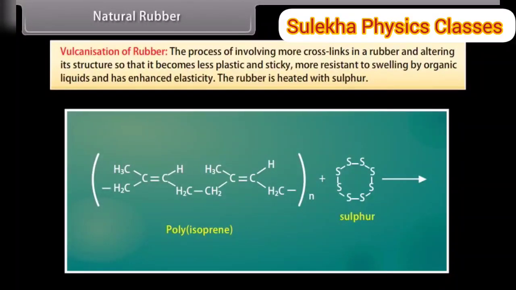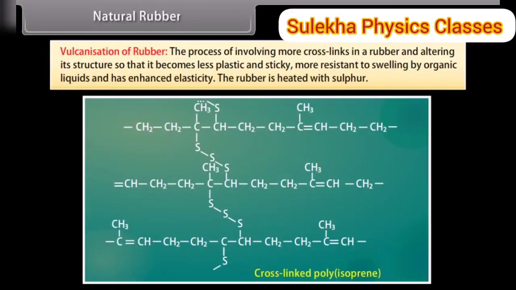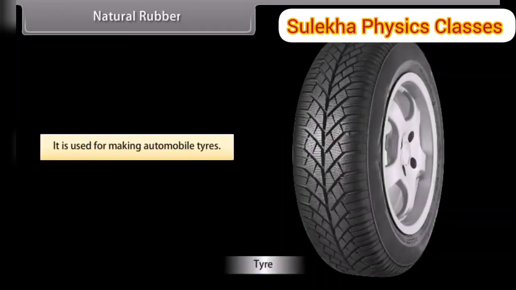Vulcanization of rubber. The process of introducing more crosslinks in a rubber and altering its structure so that it becomes less plastic and sticky, more resistant to swelling by organic liquids, and has enhanced elasticity. The rubber is heated with sulfur. It is used for making automobile tires.